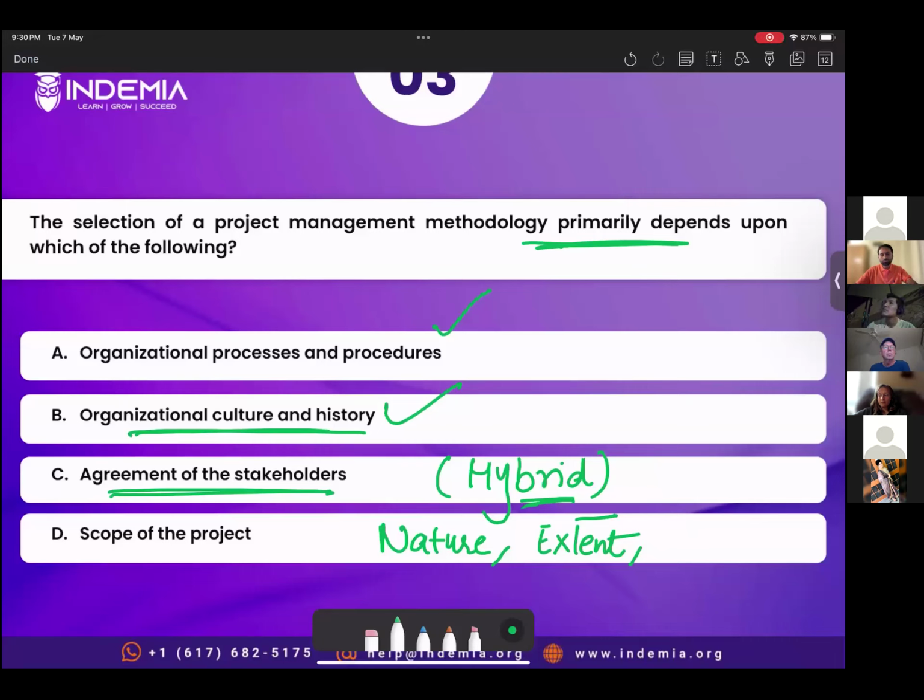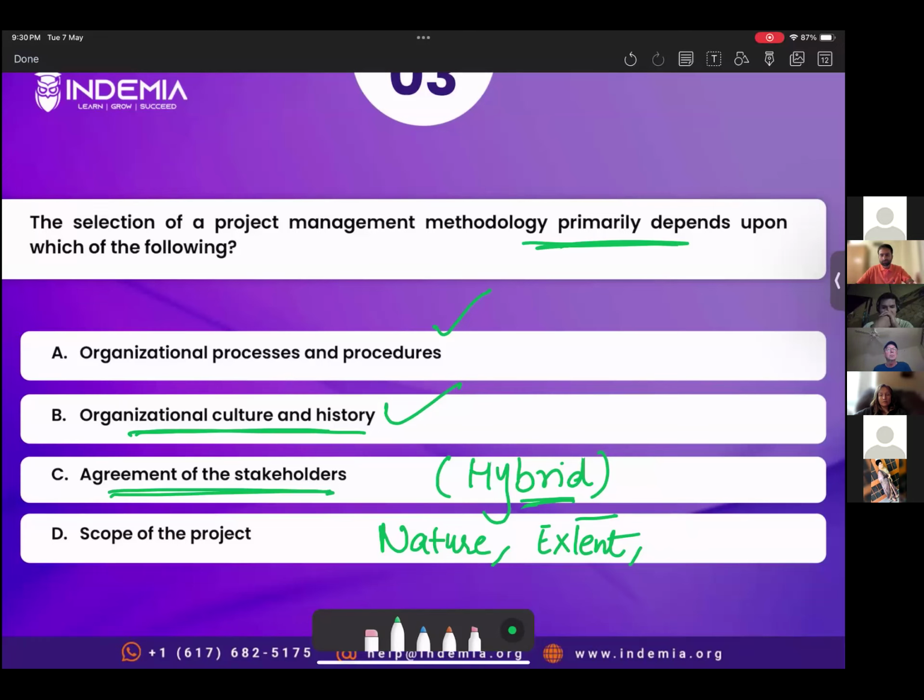And for the project portion which is not clear, which would evolve, we use adaptive methodology. So a combination of both is called hybrid. So even if stakeholders, let's suppose, don't agree, it doesn't mean we will be using a hybrid approach. Hybrid also depends on the type of project, the nature of the project, or the work.